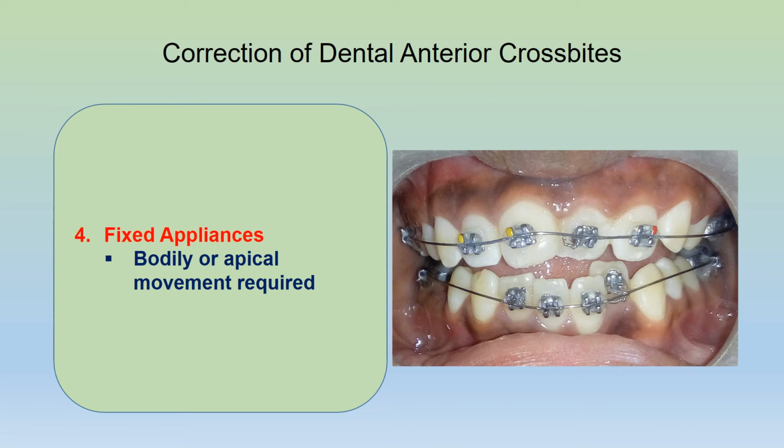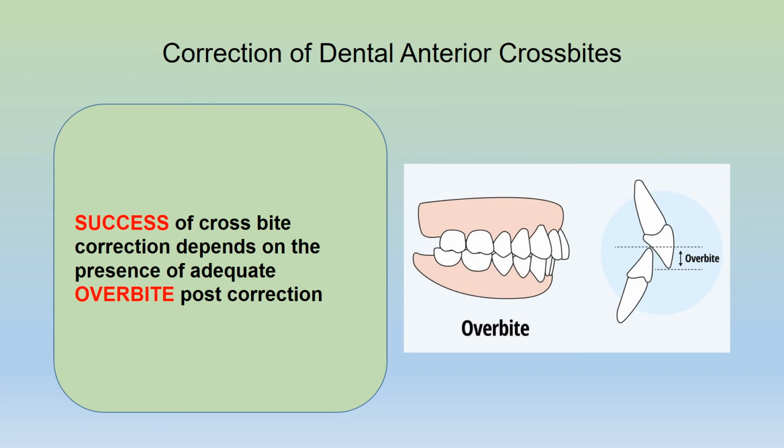Now, fixed appliances can also be used if bodily or apical movement of the tooth is required. Success of any crossbite correction will depend on the presence of adequate overbite post correction. If overbite is not adequate, then the crossbite correction can relapse.